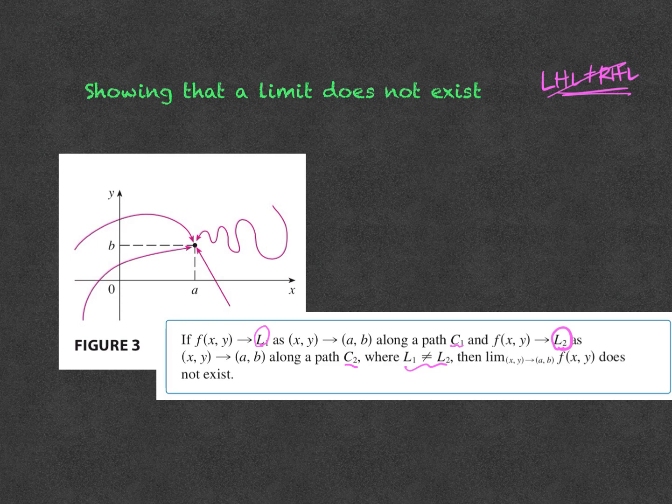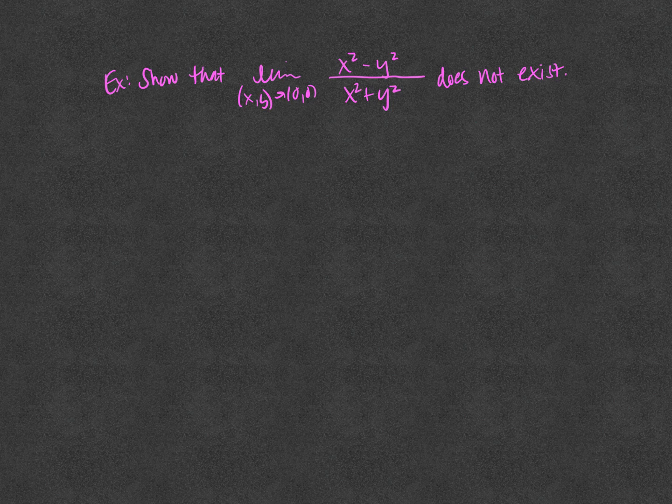So let's look at one of these. Okay, so this problem says show that the limit as (x, y) approaches (0, 0) of (x squared minus y squared) over (x squared plus y squared) does not exist. They told us the limit does not exist. We just have to prove it. So in order to do that, we need to approach this point (0, 0) from different paths.